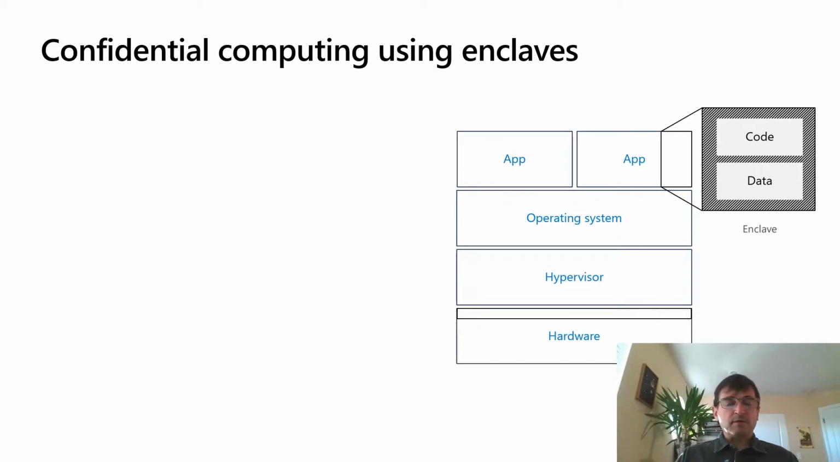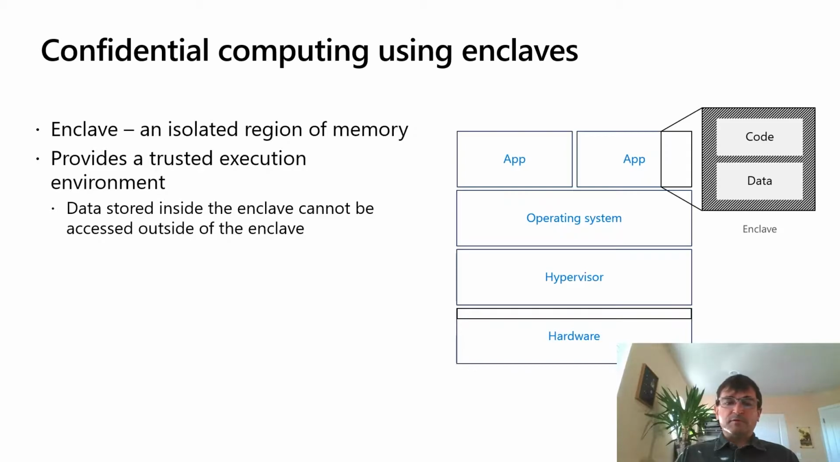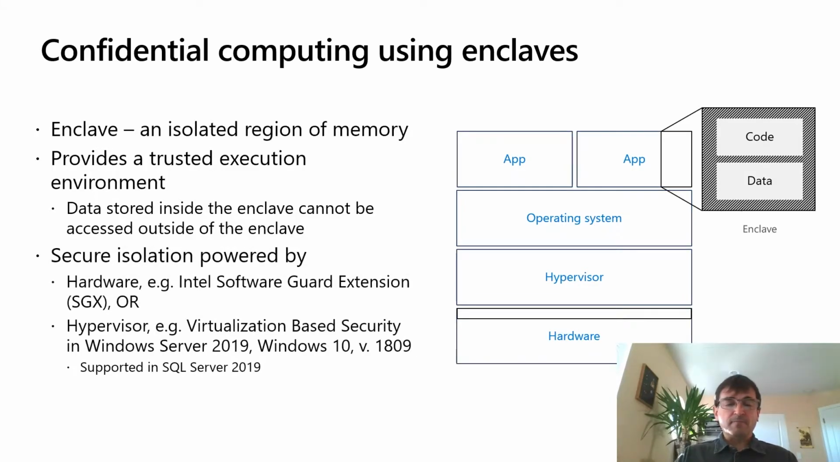So let me explain what an enclave is. An enclave is a region of memory and a process containing it, and it has very special properties, namely it's a black box to the rest of the operating system. Even the containing process cannot access the memory of the enclave and cannot manipulate the code running inside the enclave.